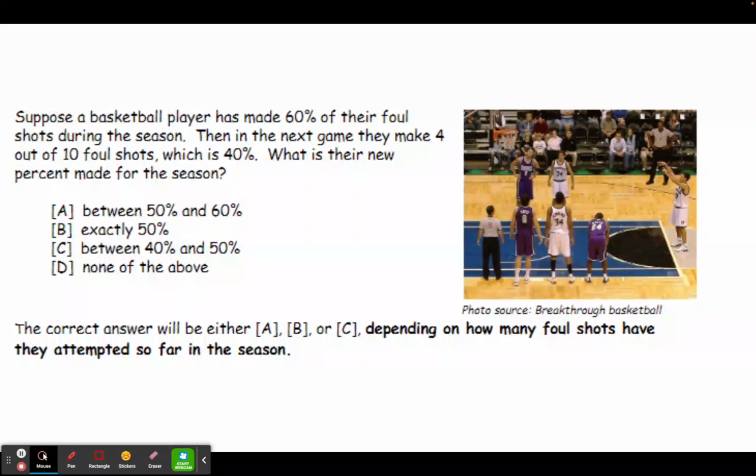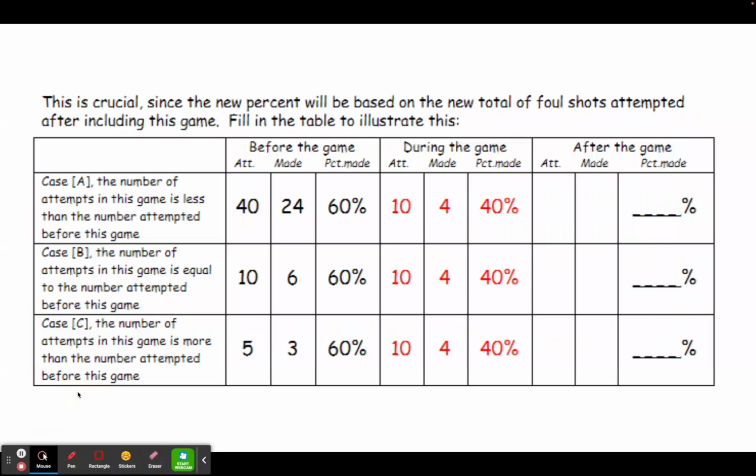When we're working with averages, we have to be careful not to just average averages together. For example, in many cases, it would not be correct to take 40% and 60% and average those together and get 50. It really depends on how many shots were made in each of those scenarios. So let's look at a couple of cases.